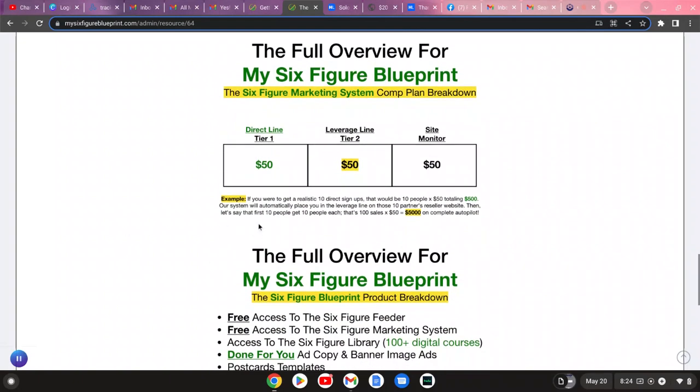Okay. So just an example, if you were to get a realistic 10 direct signups, that would be 10 people times 50, totaling 500. Our system will automatically place you in the leverage line on those 10 partners' reseller websites. So then let's say that the first 10 people get 10 people each, right? That's 100 sales times 50. That is $5,000 on autopilot. I don't know about y'all, but that sounds doggone good to me.